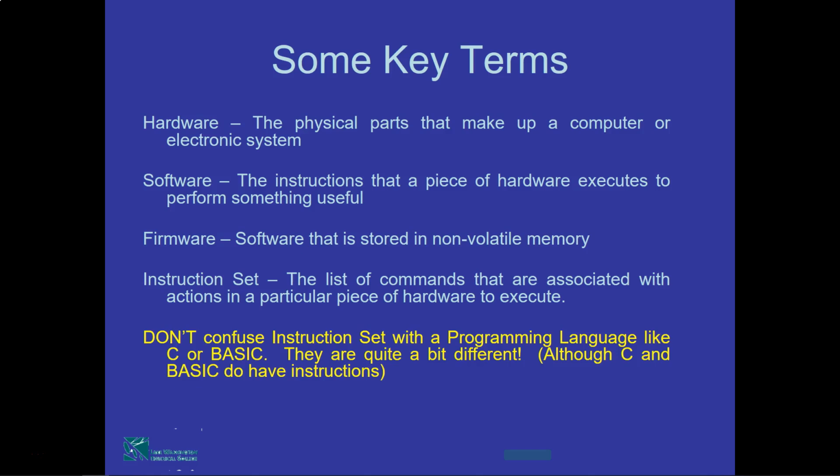And then we have firmware, which is software that is stored in non-volatile memory. You can think of this firmware as a permanent software which is programmed into a read-only memory. In electronic systems and computing, firmware is a specific class of computer software which provides the low-level control for the device's specific hardware.